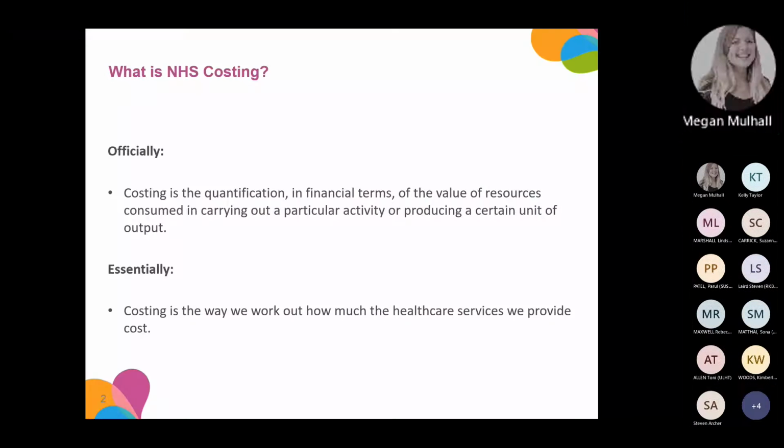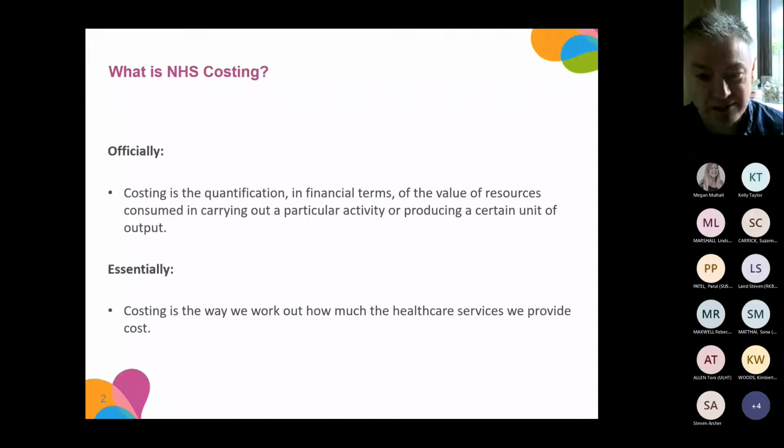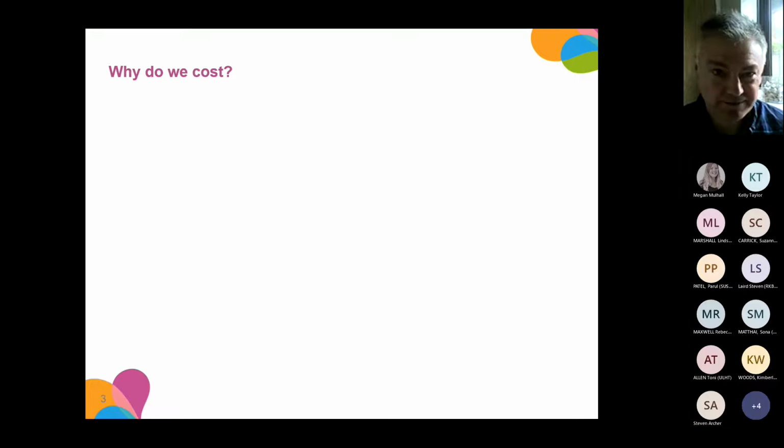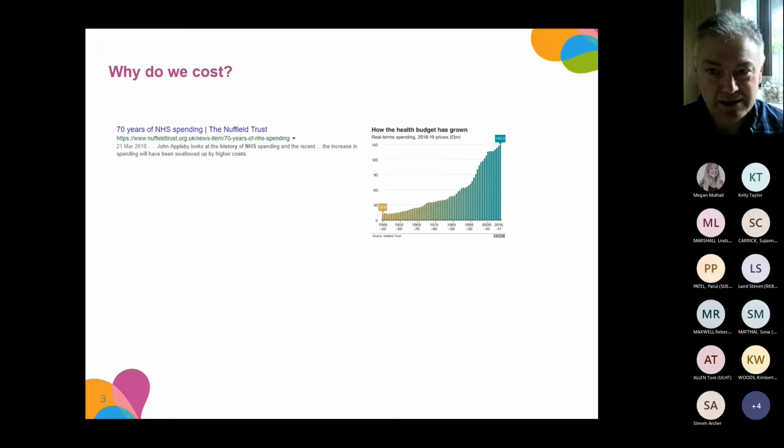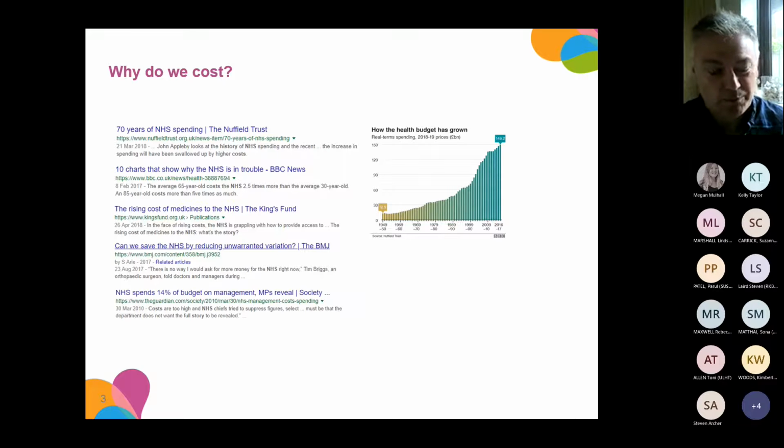It's the way we work out how much it costs the organisations we work for to deliver the healthcare services that they provide. Why do we cost? Many reasons. Basically, one of the primary ones is that's how we get our income. So income and cost are completely different, but we submit a full cost of our organisation. It's a mandatory financial requirement. There's only two mandatory financial requirements. One is the annual accounts, and the other one is the costing return.